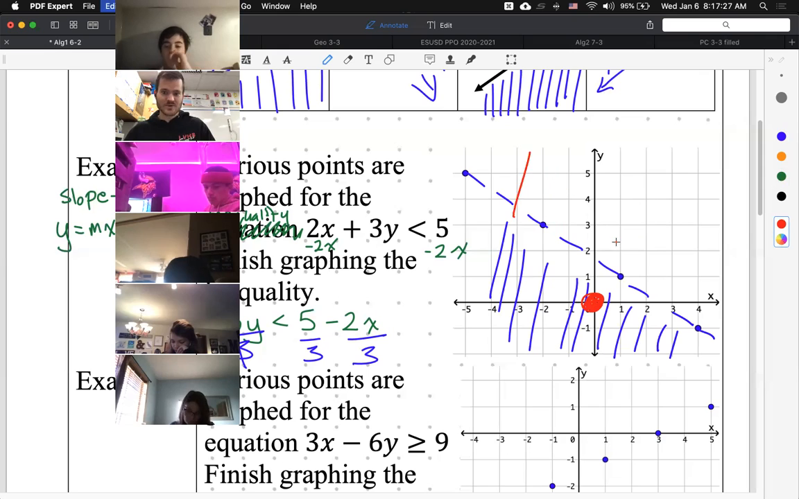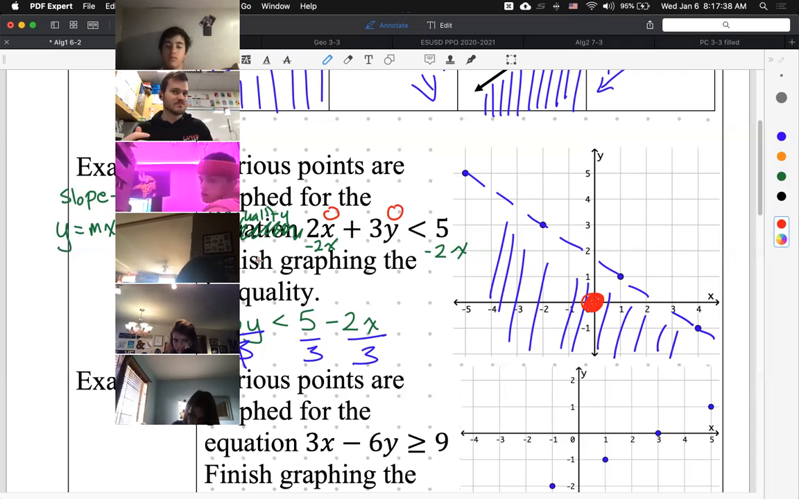So what I would do is plug in any point that I want. I chose 0, 0 because I think it's an easy number to plug in. Plug in 0, plug in 0. 2 times 0 is 0. Plus 3 times 0 is 0. Everything over here on the left-hand side is 0. You can all nod your heads. That makes sense: 0 times 2 plus 0 times 3 is 0.